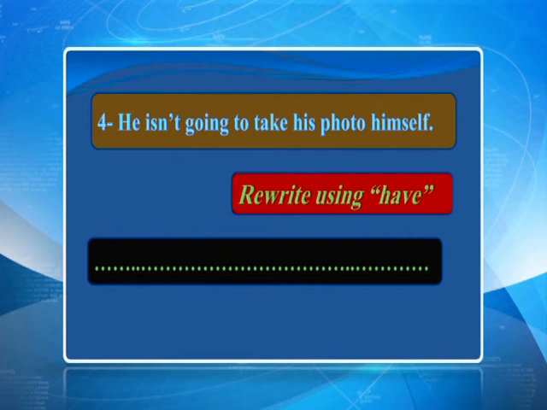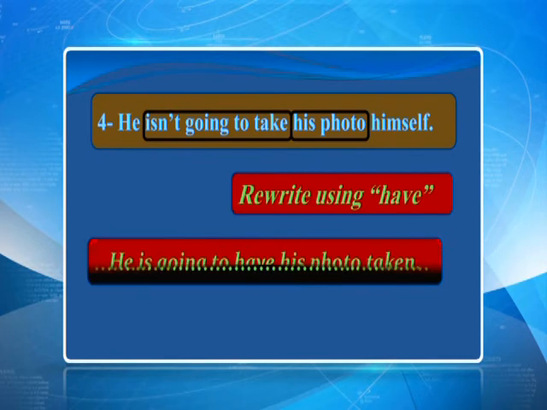He isn't going to take his photo himself. Rewrite using "have." Again, this is causative. We use "have," followed by the object, and then the past participle. So "isn't going to take" is future. And then we have the object, which is "his photo." Now see: He is going to have his photo taken.